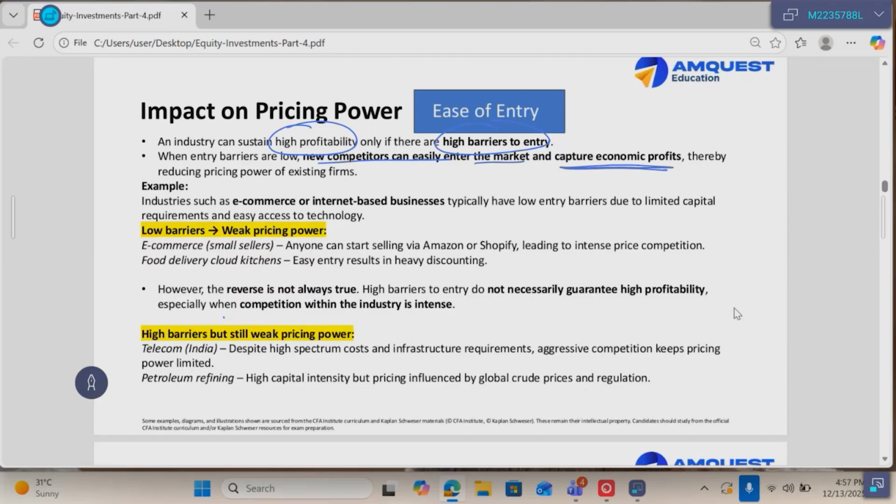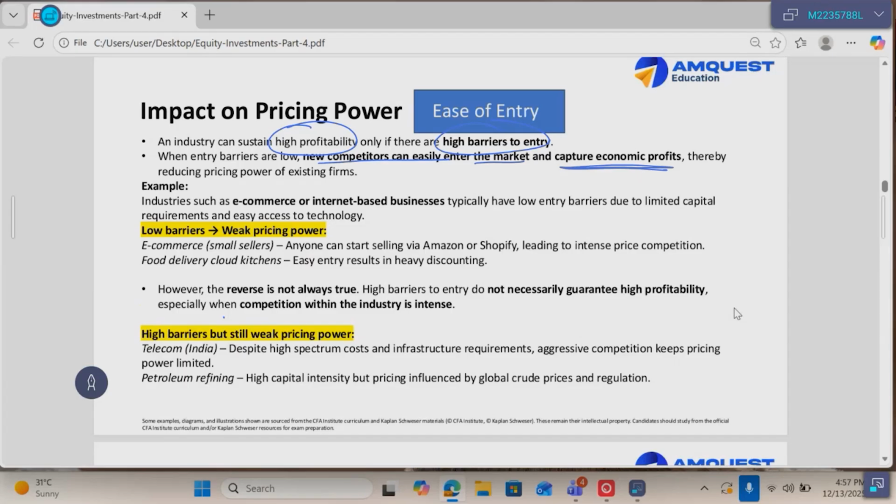Industries such as e-commerce or internet-based business typically have low entry barriers due to limited capital requirements and easy access to technology. The best example is Meesho. If people have not used Meesho, you will surprisingly find that the products are very cheap compared to Amazon and Flipkart. The only downside is that if you are ready to wait, you will get the product at a cheaper price because they don't have instant one-day delivery like Amazon. So the best example is Meesho, Amazon, and Flipkart.